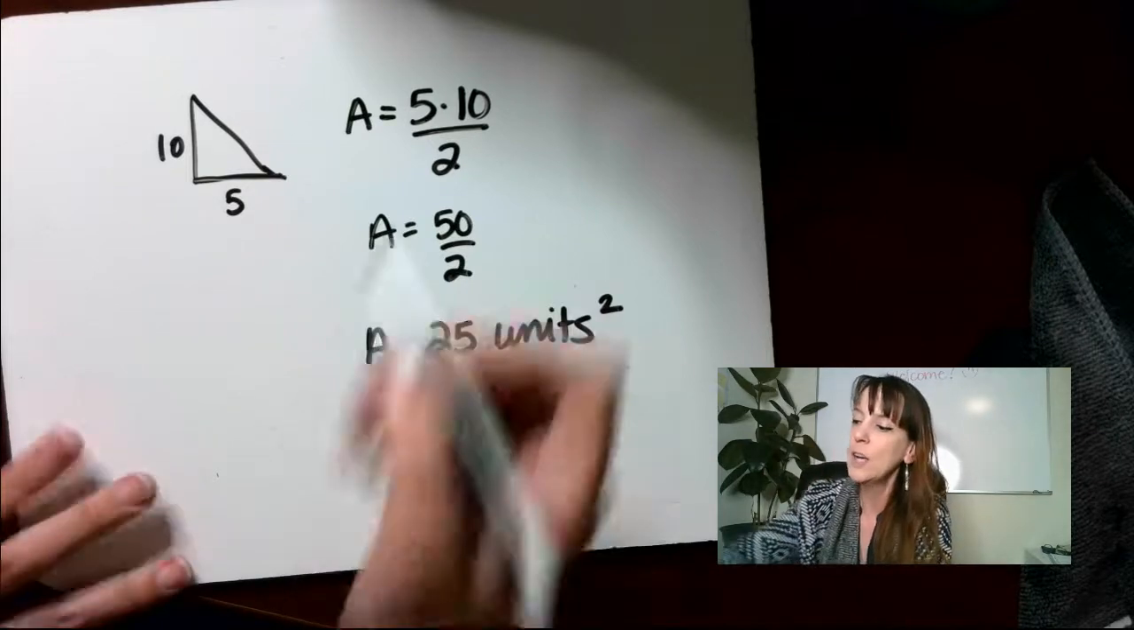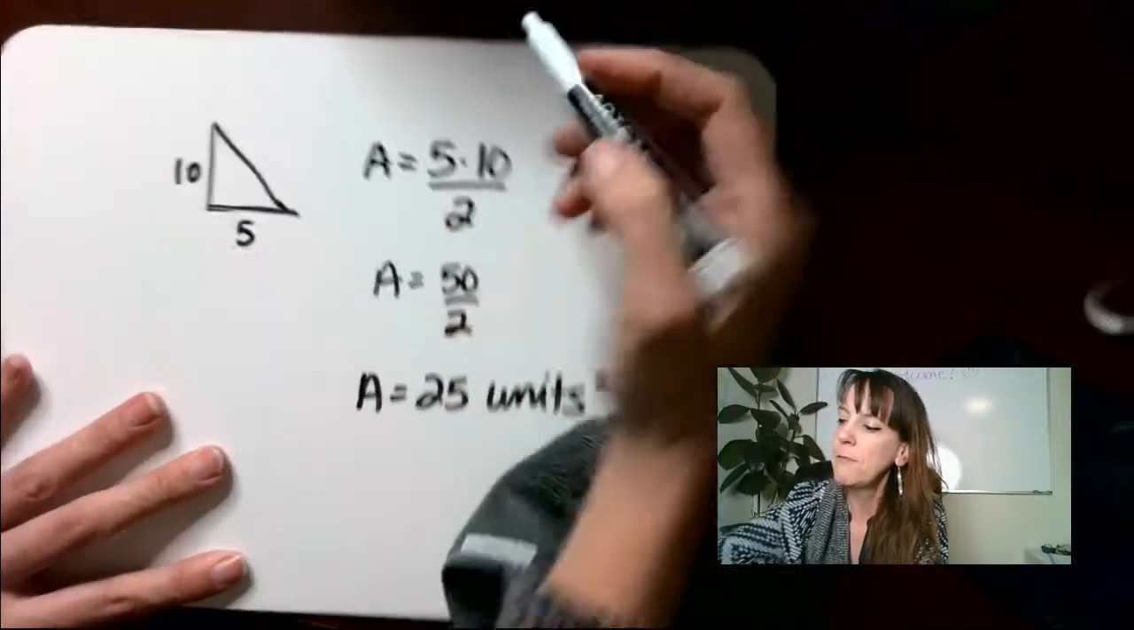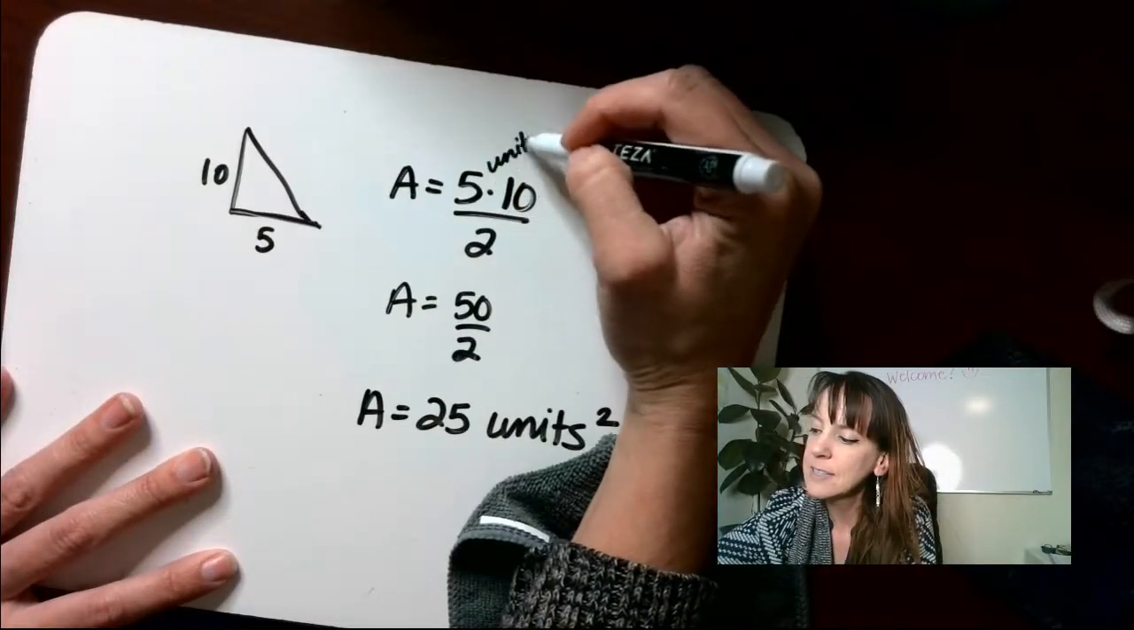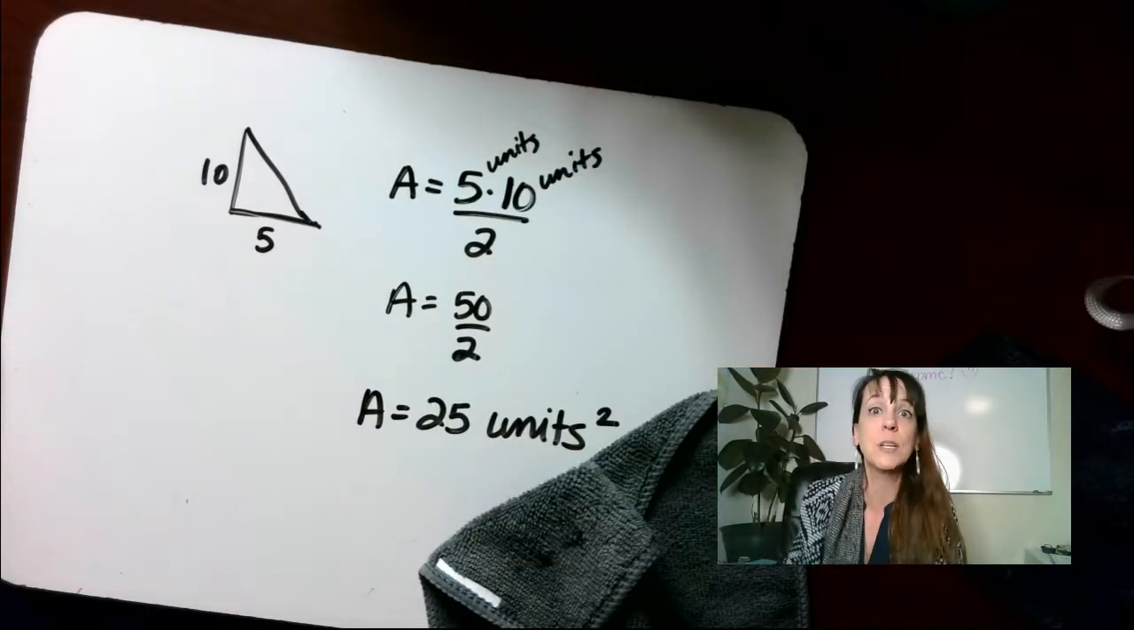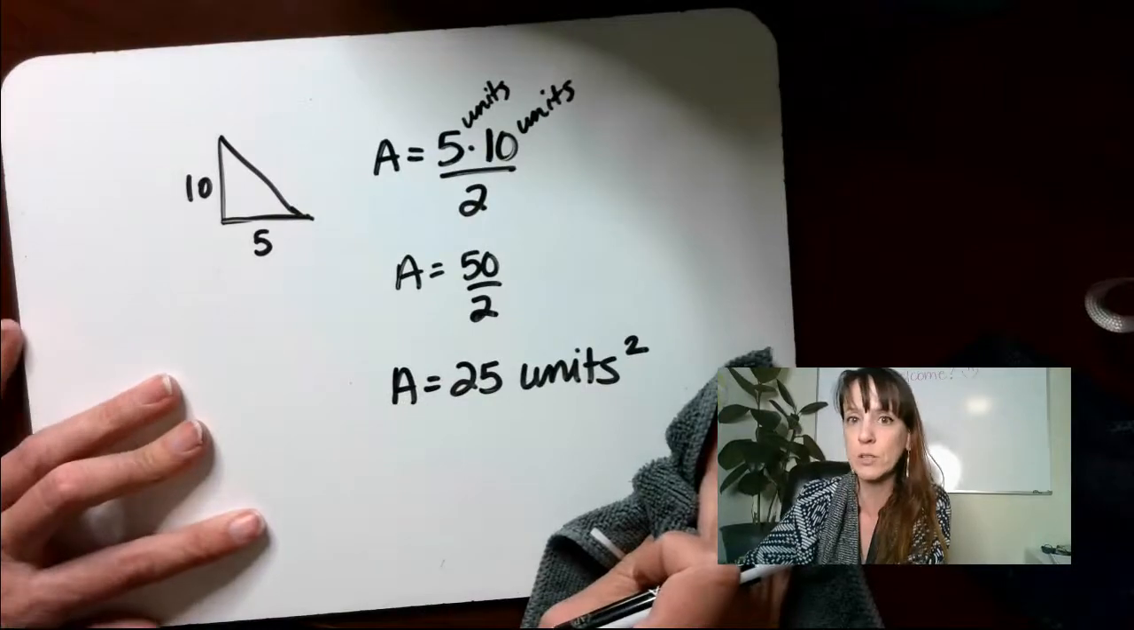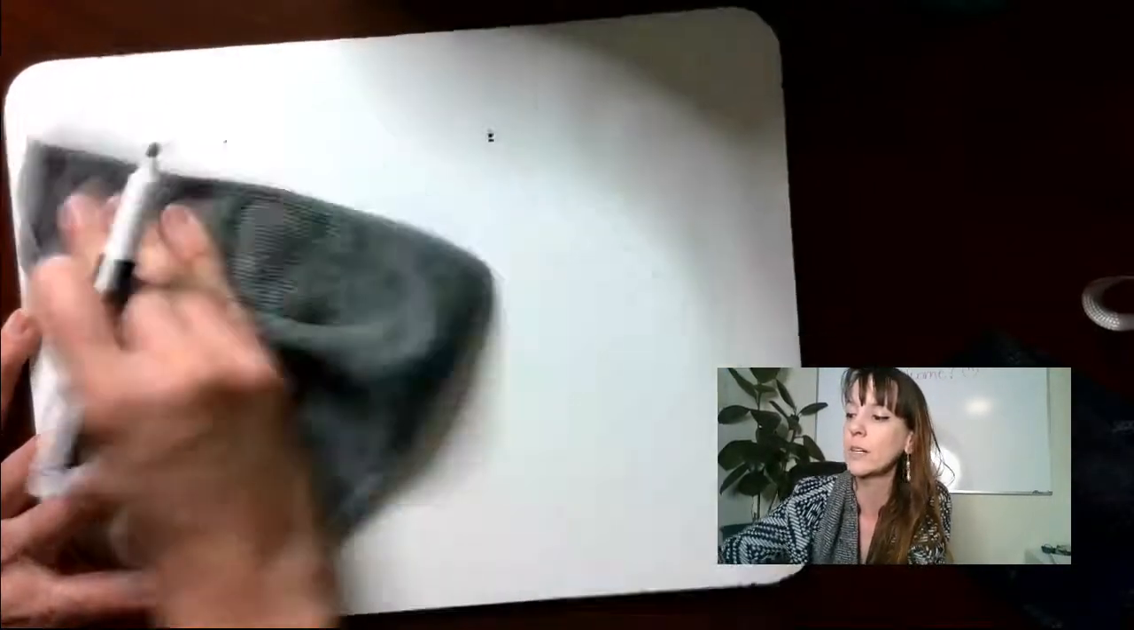Here is why. What we're doing is we're taking 5 units times 10 units. Unit times unit gives us unit squared. So that's really important. Your labels are really important on these.